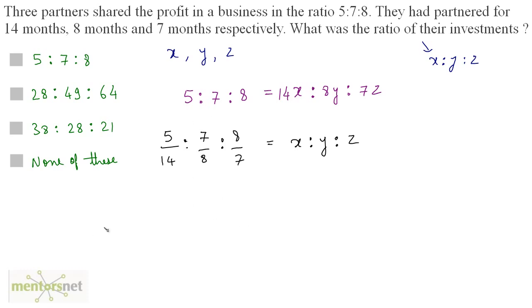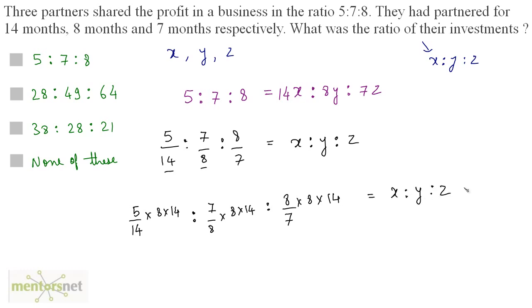Now how can we solve this? Well, multiply each term of the ratio by 8 times 14 and you'll get rid of the denominators. So we have 5/14 times 8 times 14 is to 7/8 times 8 times 14 is to 8/7 times 8 times 14, right, is equal to X is to Y is to Z.